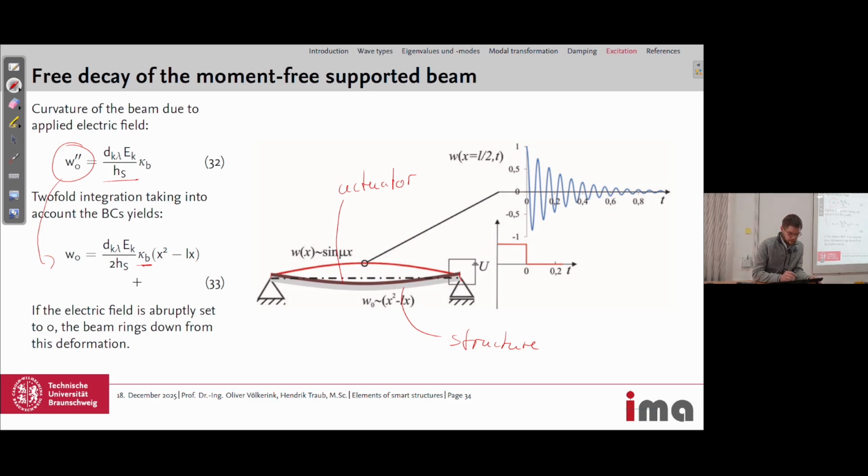And now we could apply an electric field on the actuator. So we deflect the beam with this expression, and then abruptly remove the electric field like you did yesterday in the lab. Then the beam would vibrate, and the vibration would decay again because the real structure is damped and it vibrates down from this deformation.